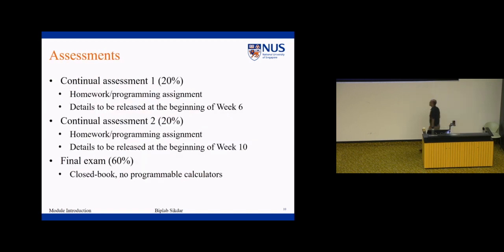This is probably something you care about, how you would be assessed. There will be 2 CA components, each worth 20%, and a final exam component, which is worth 60%. The final exam traditionally is closed book, but I think we do allow you to bring in an A4 sheet where you can write, type, whatever you want on both sides of the paper.